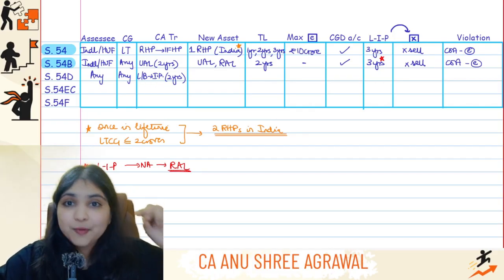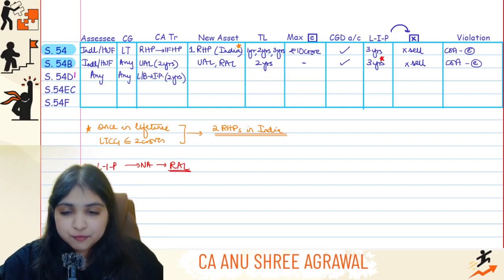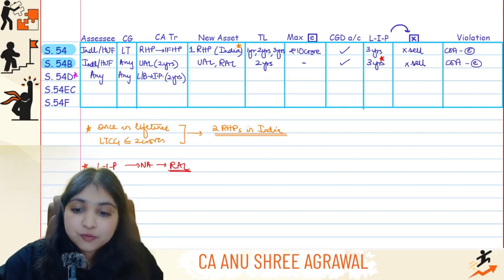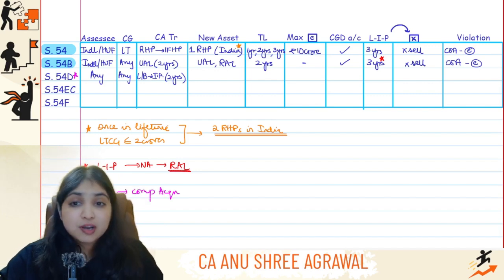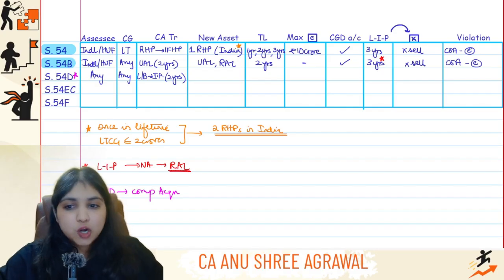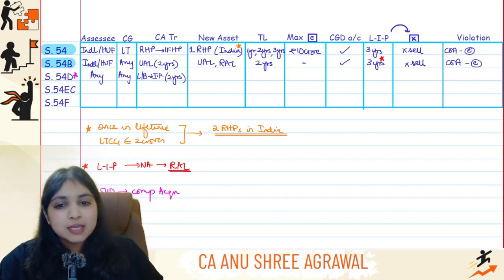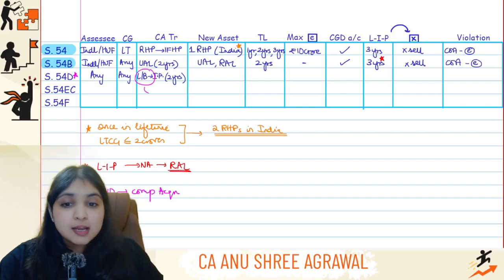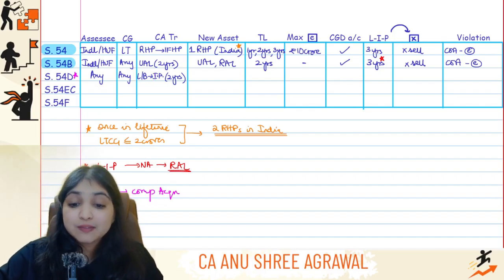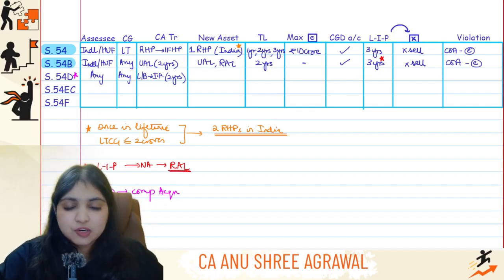One more unique point about section 54D is that section 54D will apply only and only if the transfer is by way of compulsory acquisition. Understanding? If the transfer is in any other manner, 54D will not apply. Section 54D will apply only if the transfer of the land or building which was used for industrial purposes was by way of compulsory acquisition. Only then section 54D will apply.